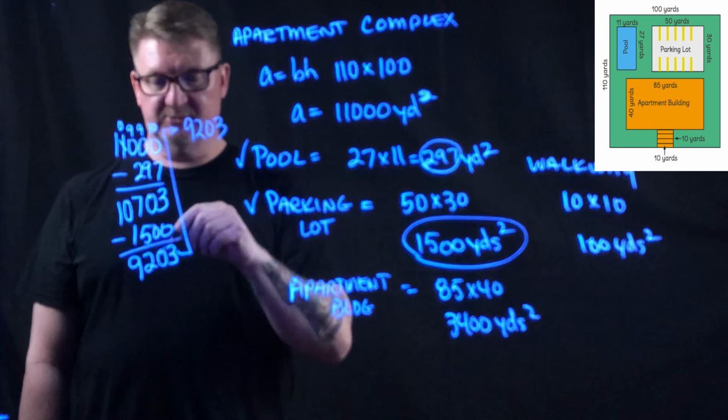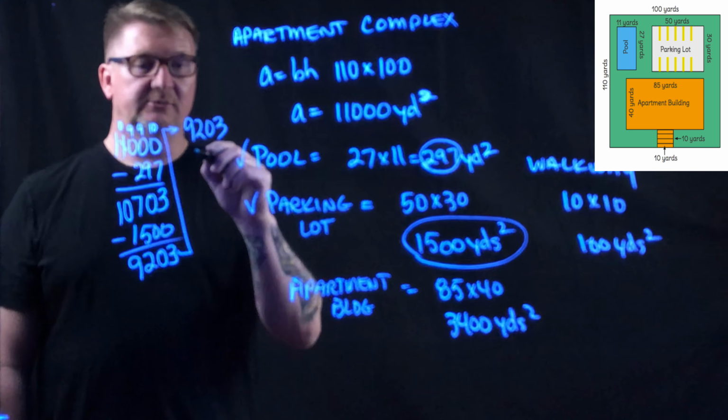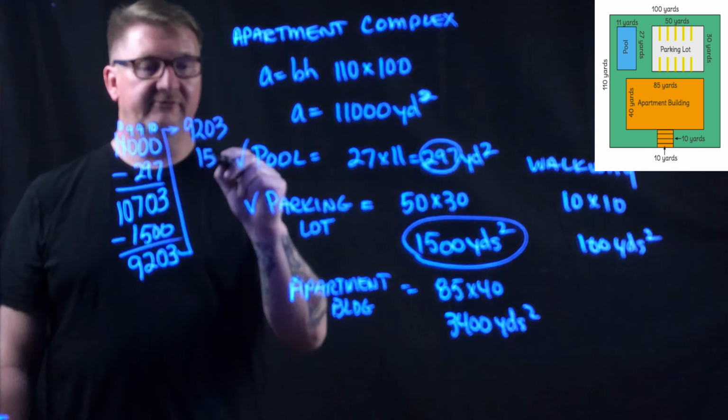If you ever do something like this, make sure you copy your numbers right. I'm going to subtract the 3,400 for the apartment building. I got 3, 0. I can't subtract 5 from 2, so I got to borrow. 5 from 12 is 7, and then 1 from 8 is also 7. So now I've taken care of the apartment building. The last thing I have is the walkway, and that's easy. That's 100 square yards. I subtract, I get a 3, 0, 6, 7.